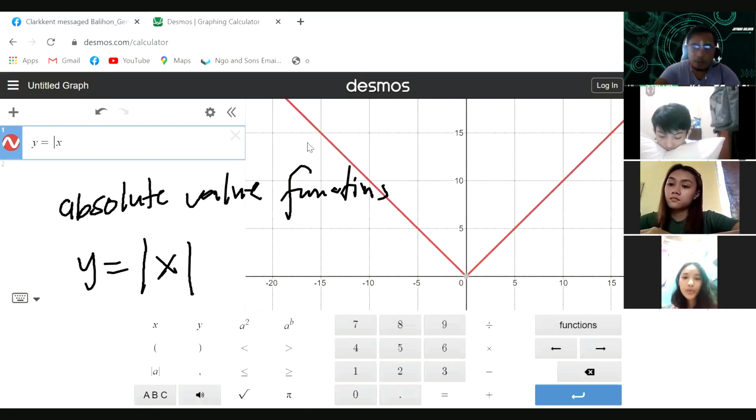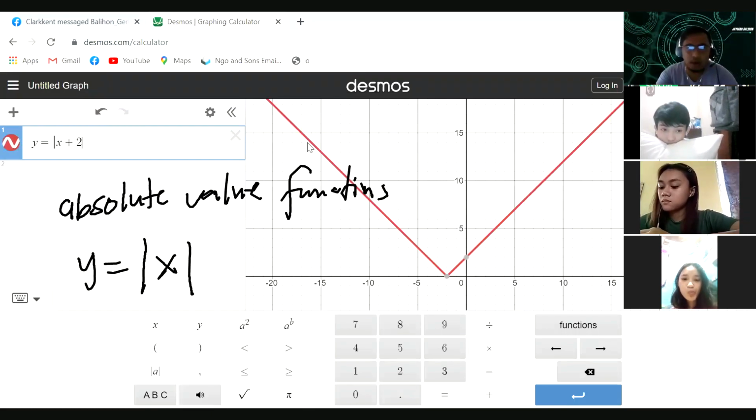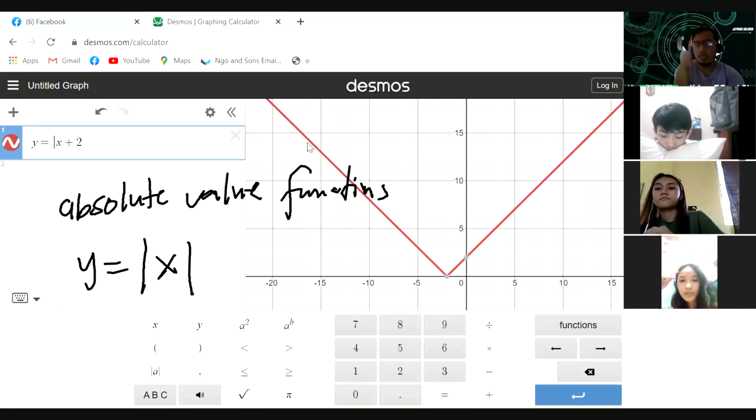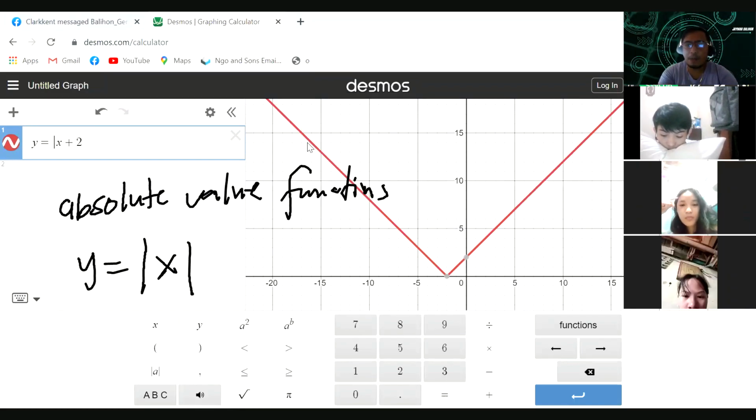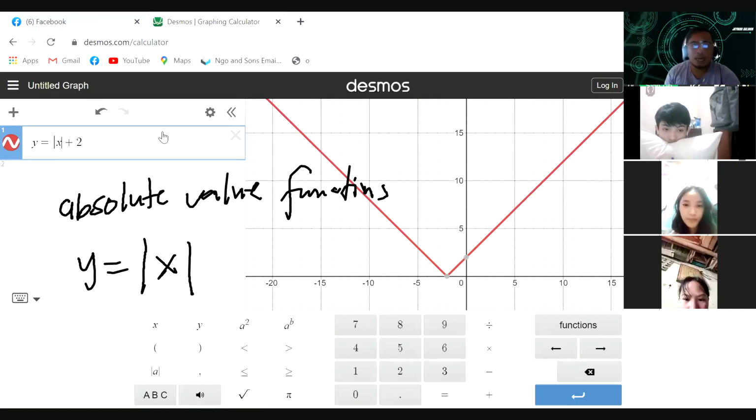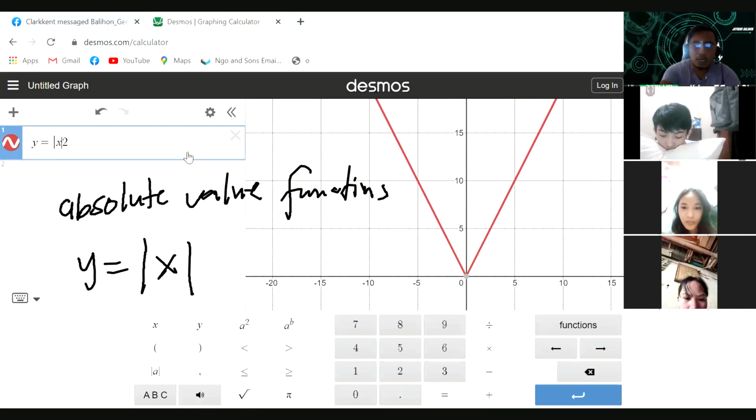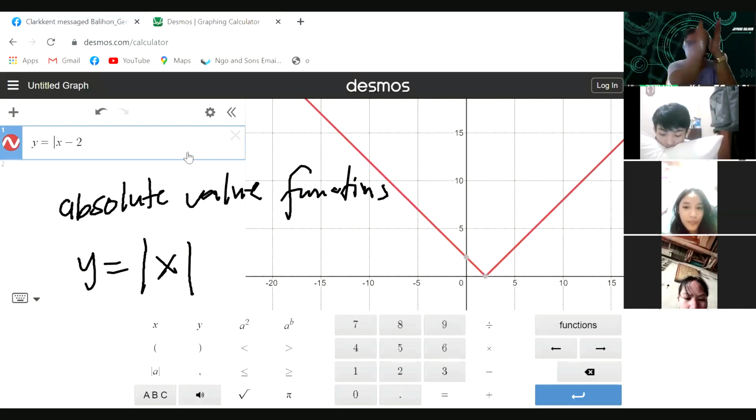And what will happen if you add 2 here? It will shift to the left if you add a positive value. Actually, that is one of our discussions after the exponential, the transformation of functions. If you subtract 2 here, it shifts to the right. The same form, but shifted to the right.